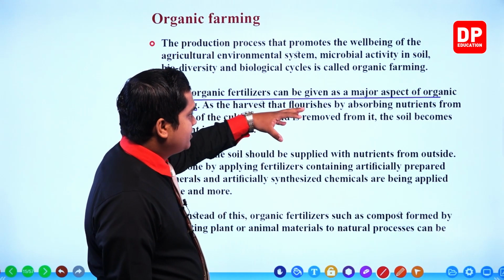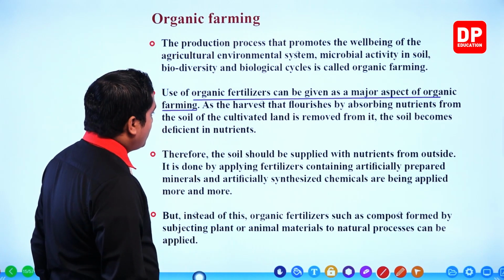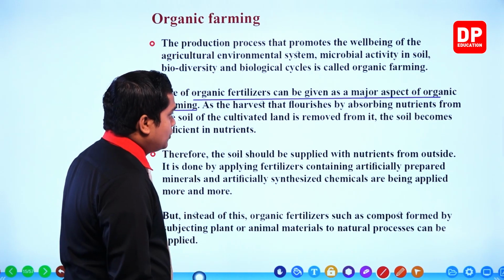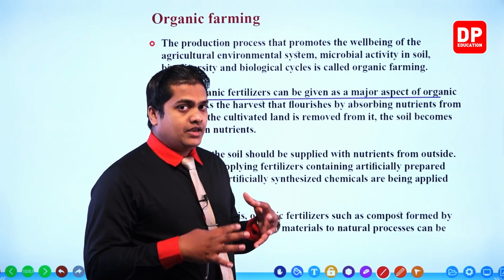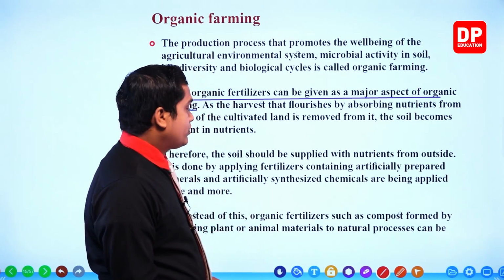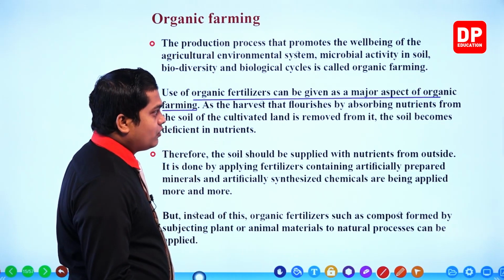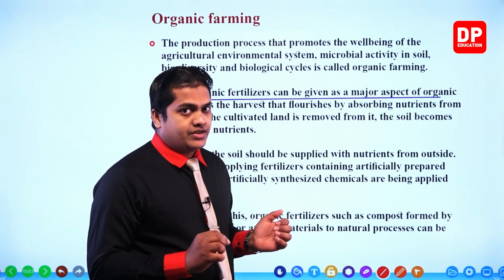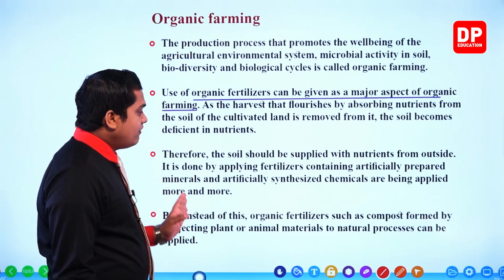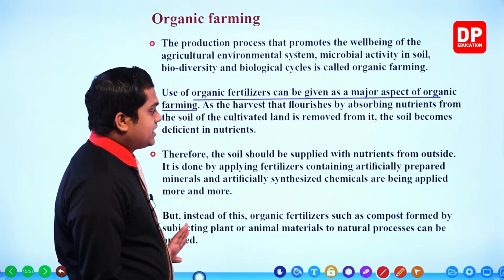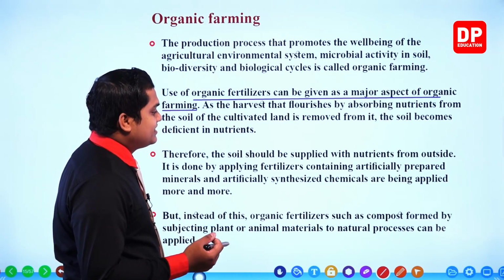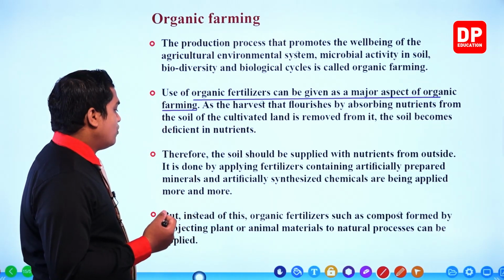So as the harvest that flourishes by absorbing nutrients from the soil of the cultivated land is removed from it, the soil becomes deficient in nutrients. So you know that when the harvest which is flourished by absorbing nutrients from the soil of the cultivated land is removed, what will happen? The soil is going to be denutrient, that means deficient in nutrients, right? So therefore the soil should be supplied with nutrients from outside. It is done by applying fertilizers containing artificially prepared minerals and artificially synthesized chemicals being applied more and more.